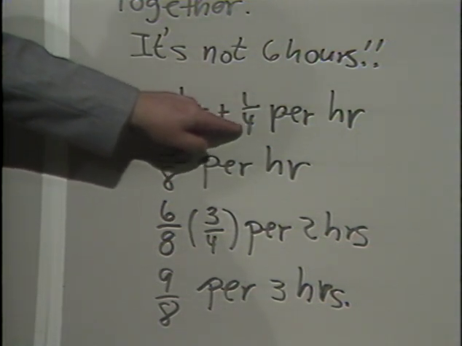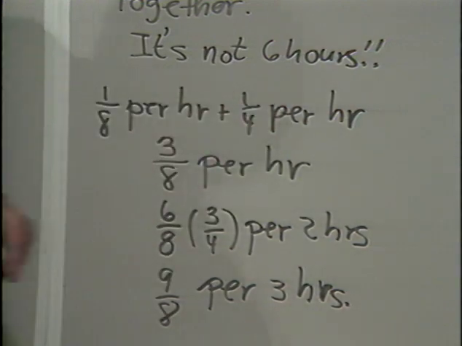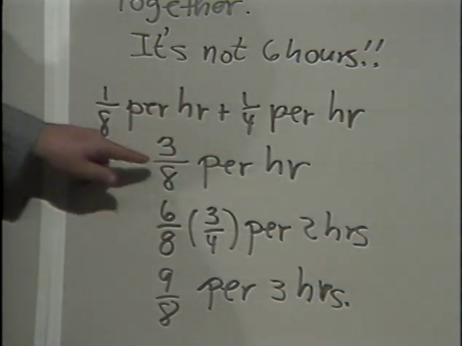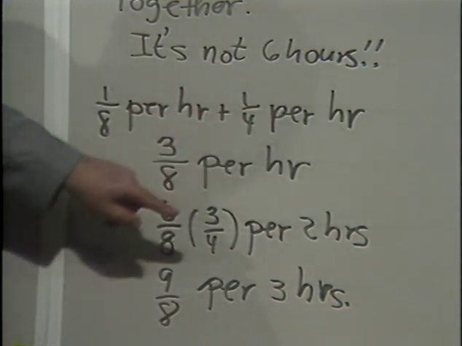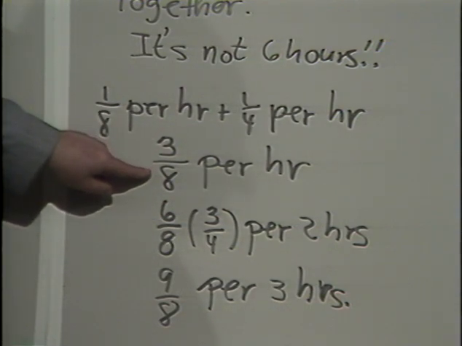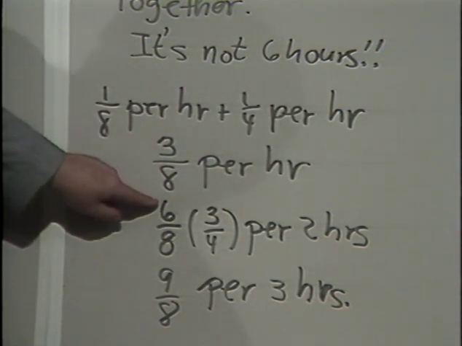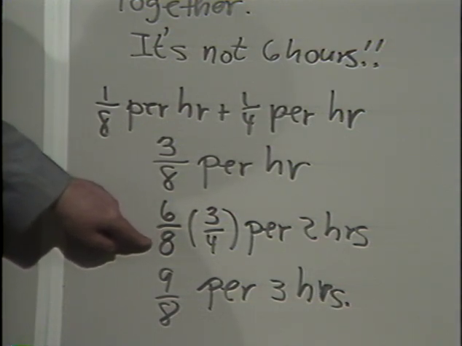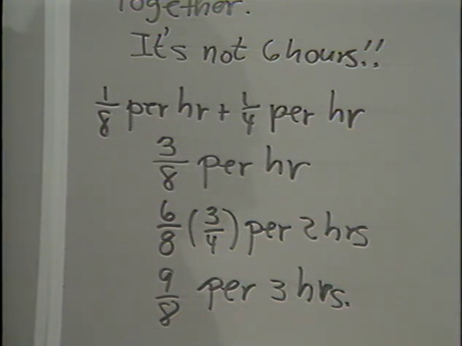If you do the job in 4 hours, in 1 hour you do 1/4 of the job. So in 1 hour working together, you get 1/8 plus 1/4 done. That's 3/8 of the job each hour. So in 2 hours you do 3/8 twice, which would be 6/8. So in 2 hours you get 3/4 of the job done.